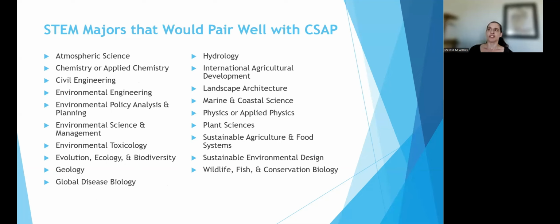So STEM majors that this minor would pair well with would be atmospheric science, chemistry or applied chemistry, civil engineering, environmental policy analysis and planning, environmental science and management, environmental toxicology, evolution, ecology and biodiversity, geology, global disease biology, hydrology, international agricultural development, landscape architecture, marine and coastal science, physics or applied physics, plant sciences, sustainable ag and food systems, sustainable environmental design, or wildlife, fish, and conservation biology.